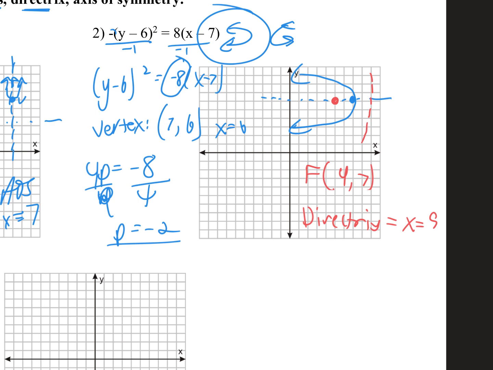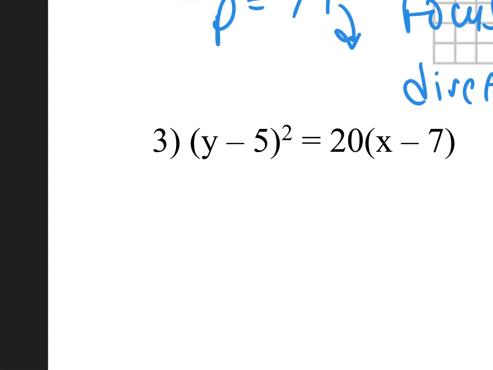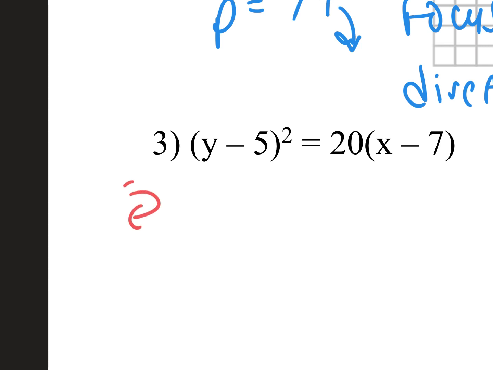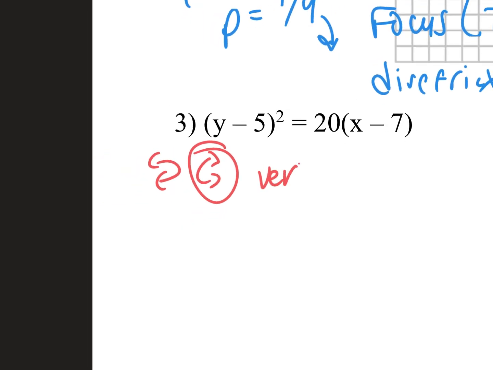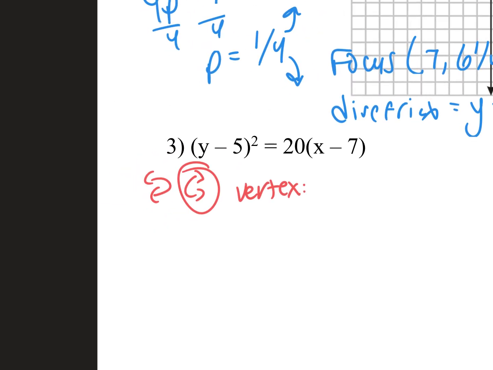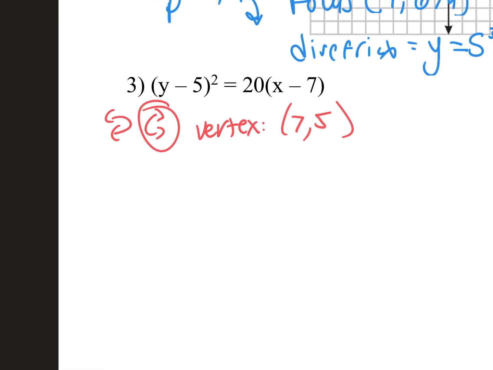All right, good. So now again, we look here, I have a y squared. Y squared is going to tell me I'm going to open left or right. It's positive, so I'm opening to the right. I can say that my vertex is going to be at positive 7 for the x part, and my y part's at positive 5. And how far away is the vertex from the focus and the directrix? Well, we're going to say 4p equals 20, so p equals 5.